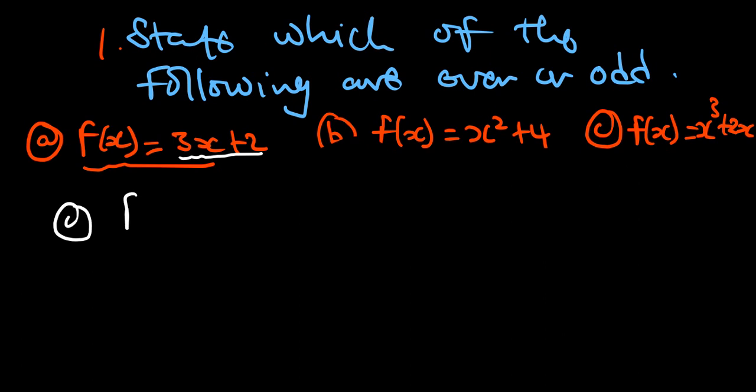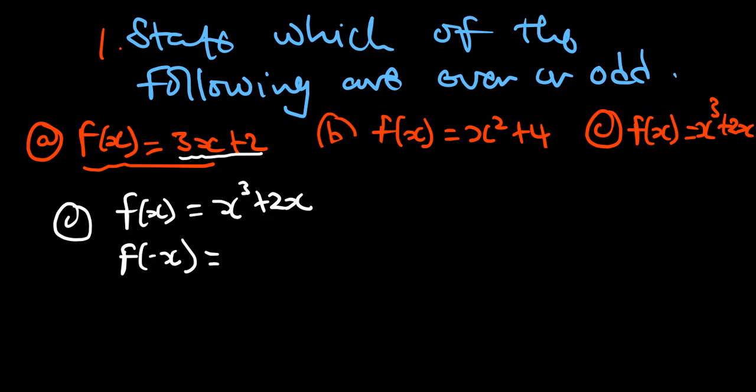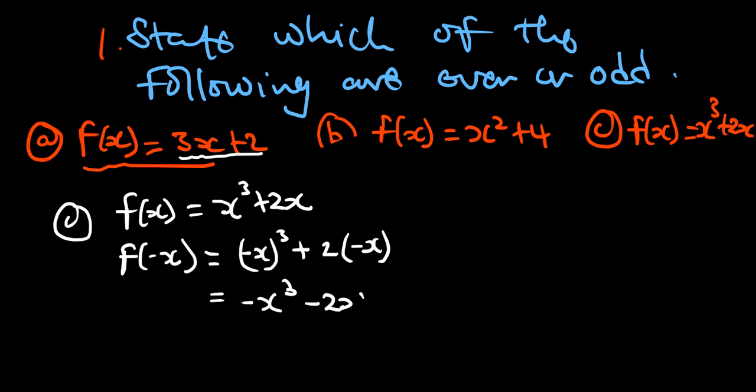Okay, so our f of x is going to be equal to x to the power 3 plus 2x. Let's find f of minus x. So f of minus x, where there's x, we put a minus. So this will be minus x to the power 3 plus 2 times minus x. So in this first bracket here, what am I going to have? I'm going to have minus x to the power 3, and then there I'm going to have minus 2x. Okay, so this here is my answer for f of minus x.